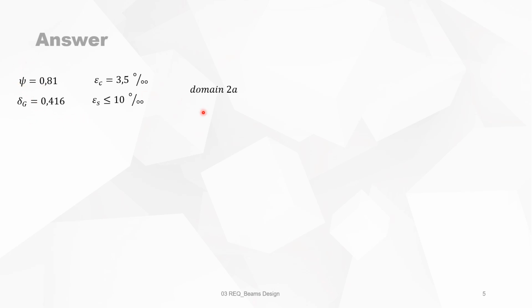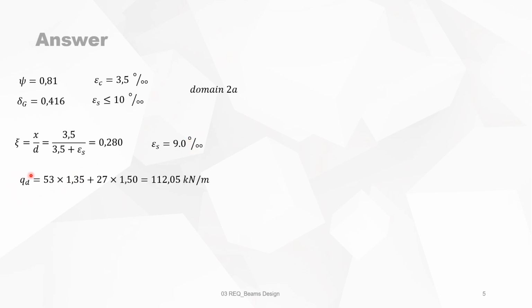The filling coefficient is 0.81, and the center of gravity coefficient is 0.416. We know this because this is in domain 2A. The position of the neutral axis is xi, which is x over d, and with the uniform triangles, we find immediately the strain in the steel. And we find it's 9 per mil.